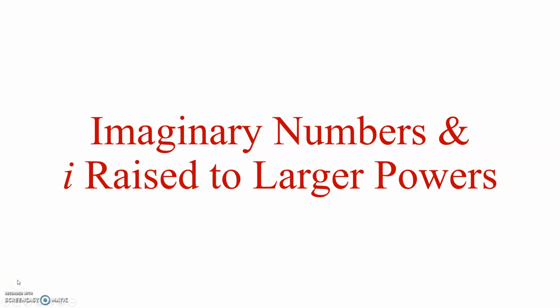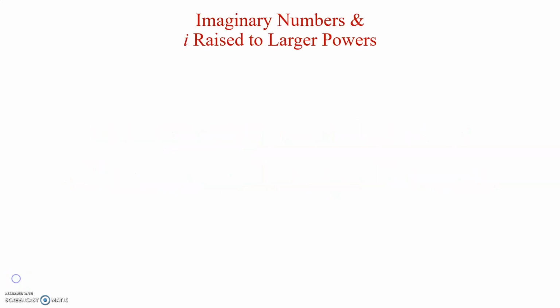Okay, in this video lesson, we'll be looking at imaginary numbers and i raised to larger powers. So, if we look at something from a previous lesson, simplifying the square root of 75, which is called an irrational number, what you were taught was to take the 75 and break it into two factors, where one of the factors is a perfect square. So 25 times 3 gives us 75.